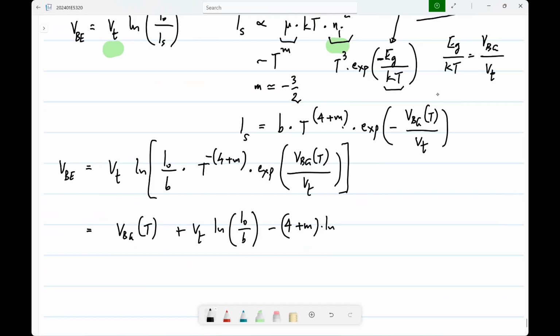Four plus m log T. Is this correct? Sorry, there is a... right.